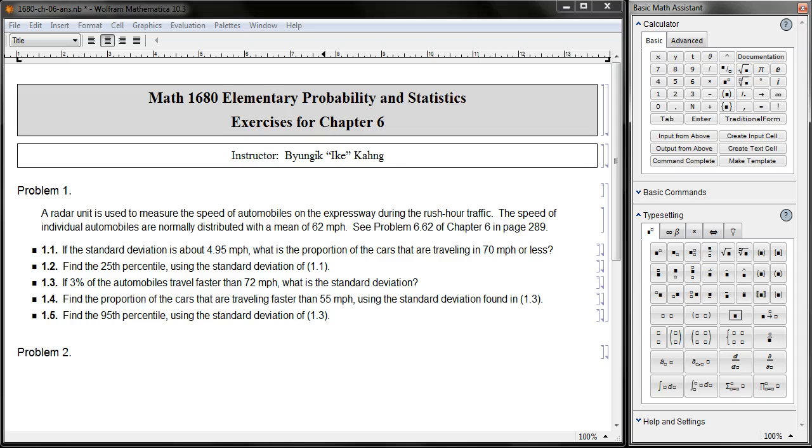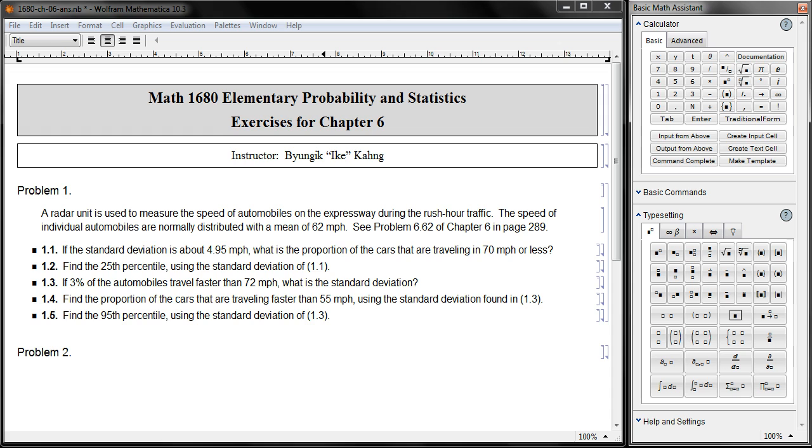Welcome back. In the previous two videos, we talked about 1.1 and 1.2, along with some justification about the rescaling business. Now in this video, we're going to talk about the next three problems, 1.3, 1.4, and 1.5.